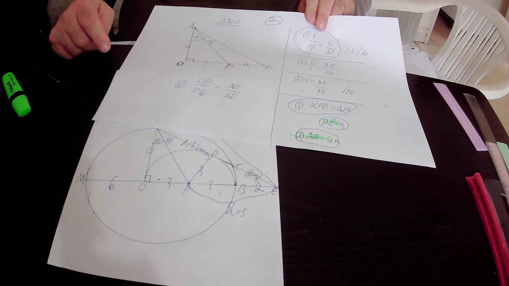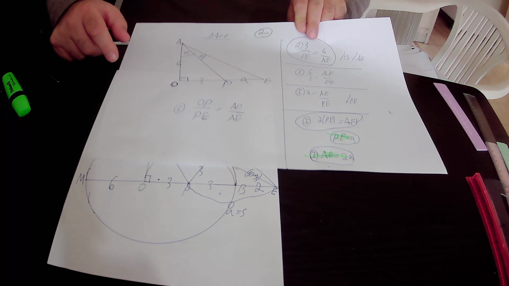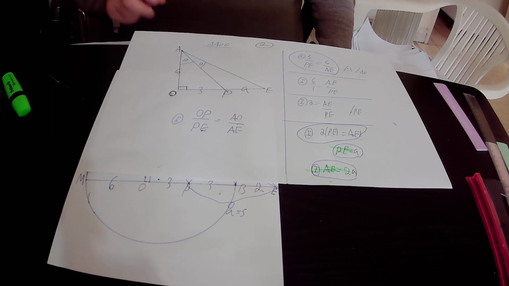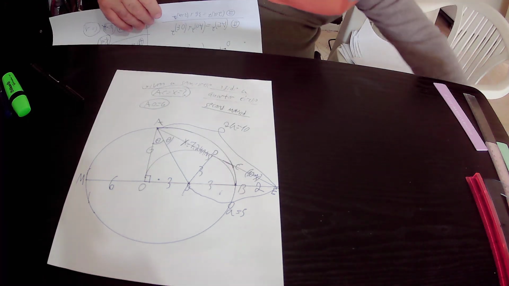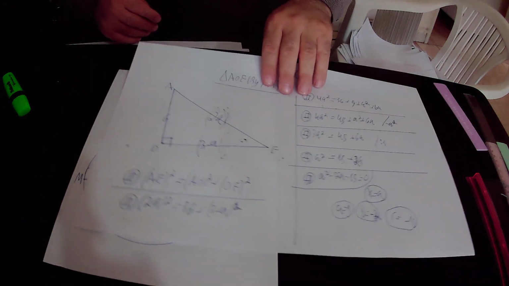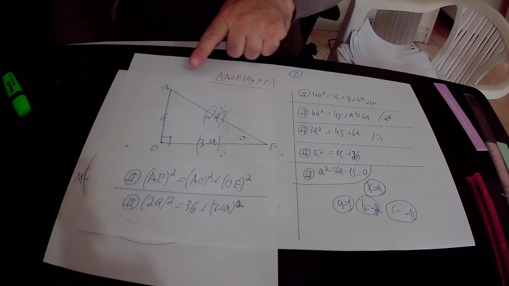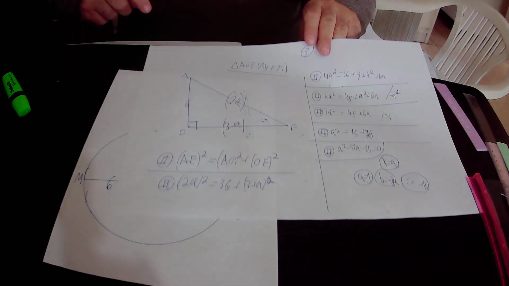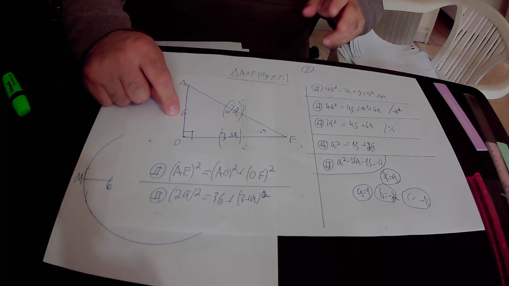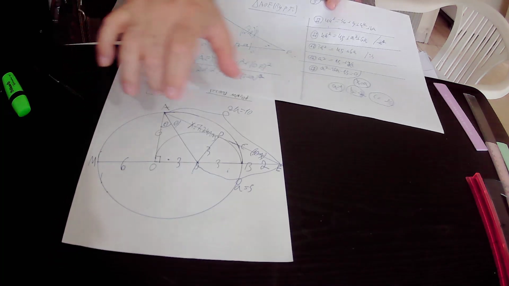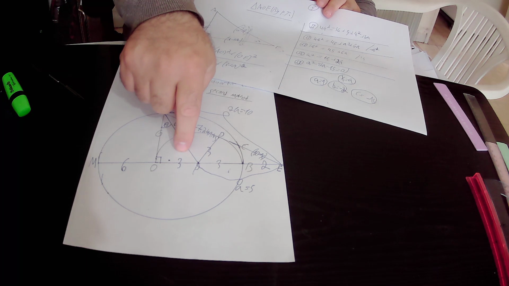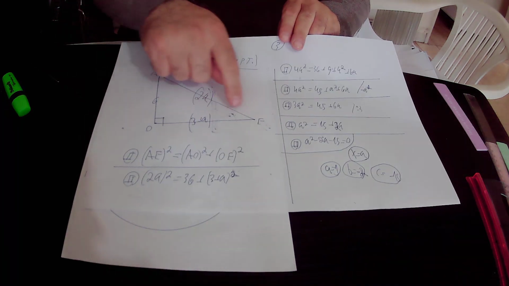Now, in the next step, I copied again the right triangle AOE from the original drawing, and we implemented the Pythagoras theorem on this right triangle, triangle AOE. AE equals 2a, as we already found out. AO equals 6 units according to what is given in the question. And side OE equals 3 plus a.